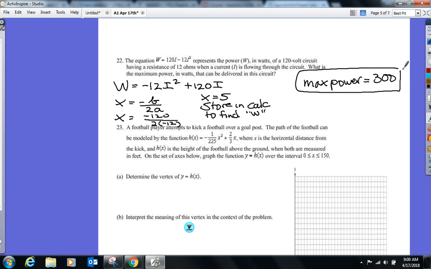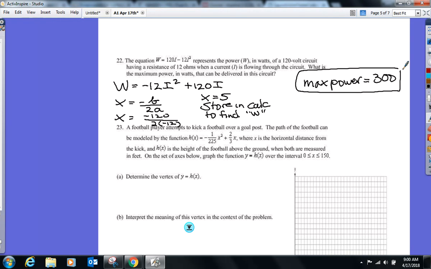So are we okay on finding the process, or understanding the process of finding the maximum? You find the axis of symmetry. That tells you what the time is, what the number of croissants is, what the current is. That gets the max. Plug it back into the formula, and the y value is your max.